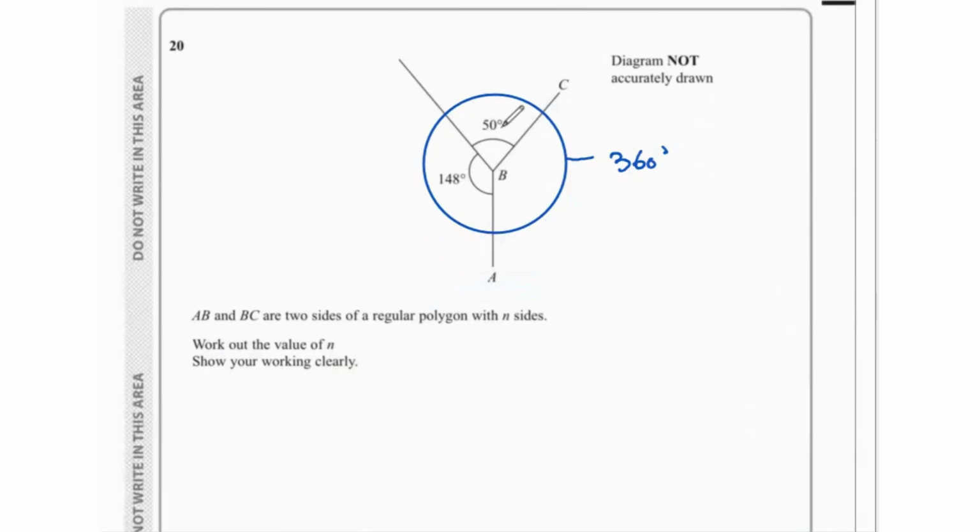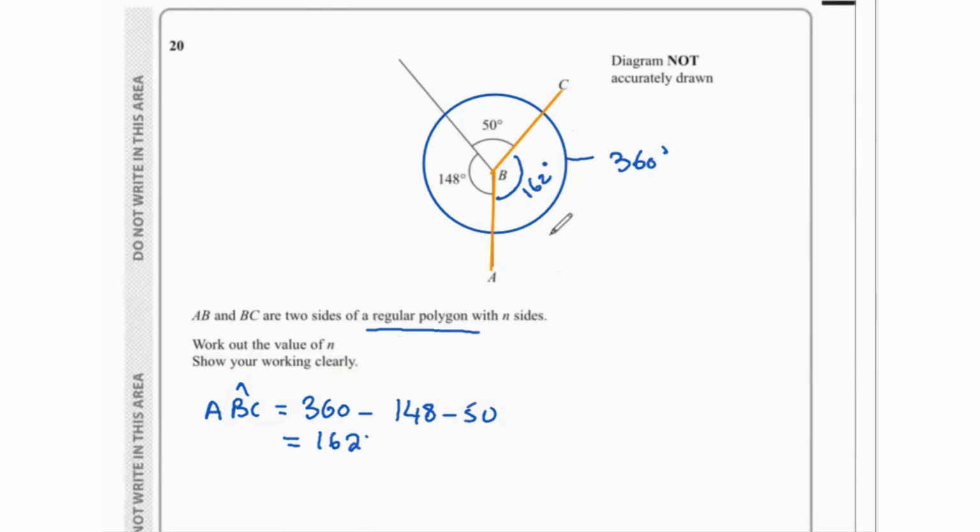So a part of 360 is 50 and 148. So we can first begin with finding angle B. So angle ABC is going to be 360 minus 148 minus 50, which equals 162 degrees. AB and BC are the sides of a polygon. So these two lengths are the sides of a polygon, which means 162 is the interior angle of this regular polygon.